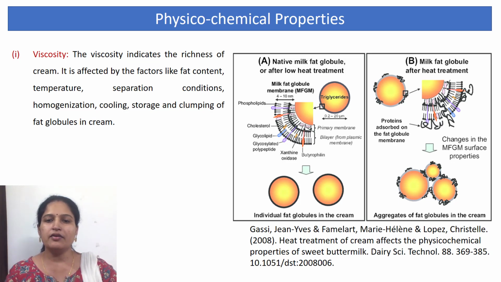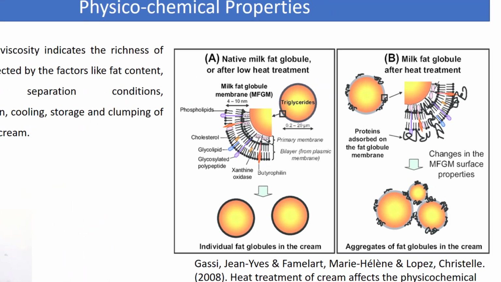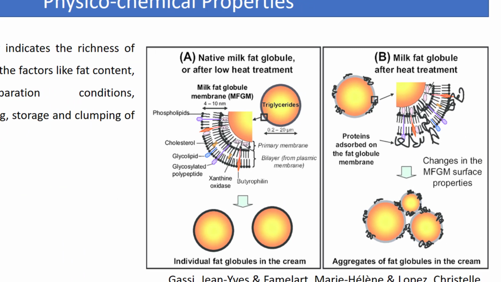During low heat treatment, individual fat globules in the cream remain separate. When we heat this cream to a high temperature, the individual fat globules are absorbed by proteins present in the cream, and due to this protein absorption, the individual fat globules coagulate and aggregate to form larger fat globules in the cream. So heating plays an important role in the physicochemical properties of cream.